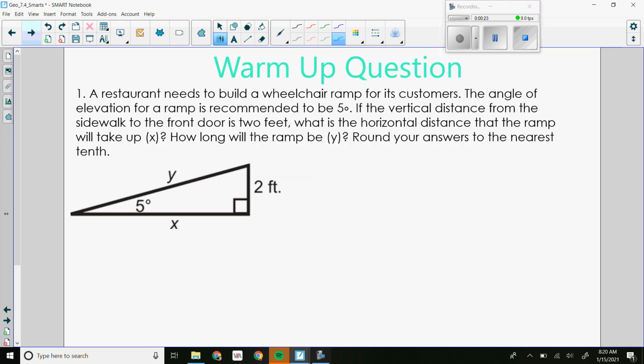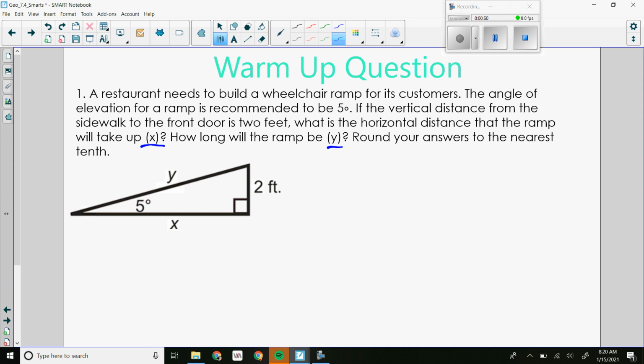All right, let's start here with a warm-up question. This says a restaurant needs to build a wheelchair ramp for its customers. The angle of elevation for a ramp is recommended to be 5 degrees. If the vertical distance from the sidewalk to the front door is 2 feet, what is the horizontal distance that the ramp will take up? And that's labeled as X here. How long will the ramp be? And that's going to be the Y.